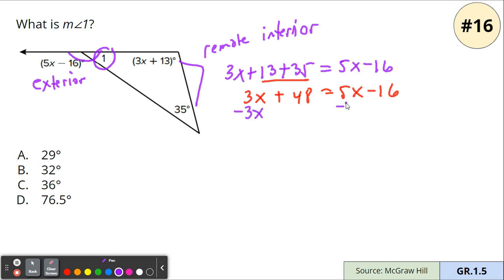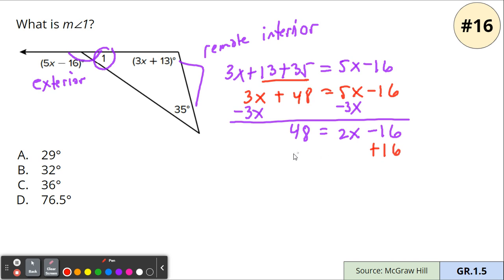So we subtract 3x on both sides. So we will have 48 equal to 5x minus 3x, which is 2x, minus 16. To eliminate the negative 16 on the right side, we get the opposite, the inverse. So we add 16 on both sides of our equation. So this will become 64 is equal to 2x.